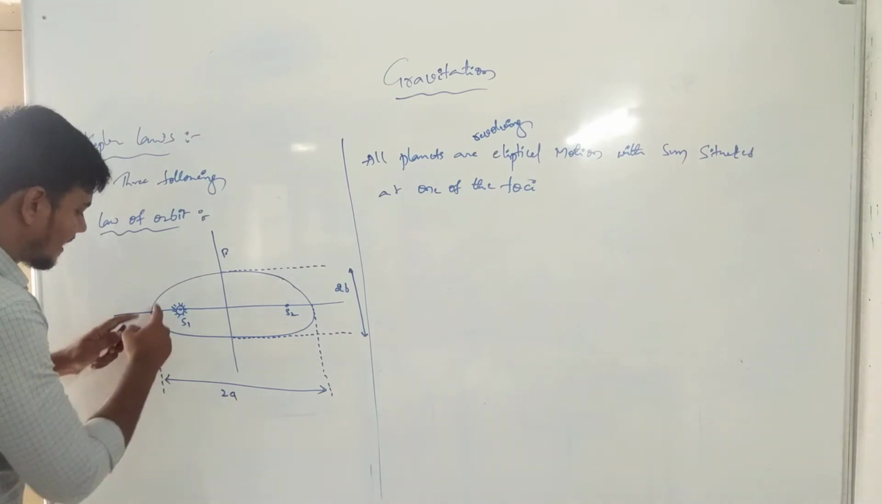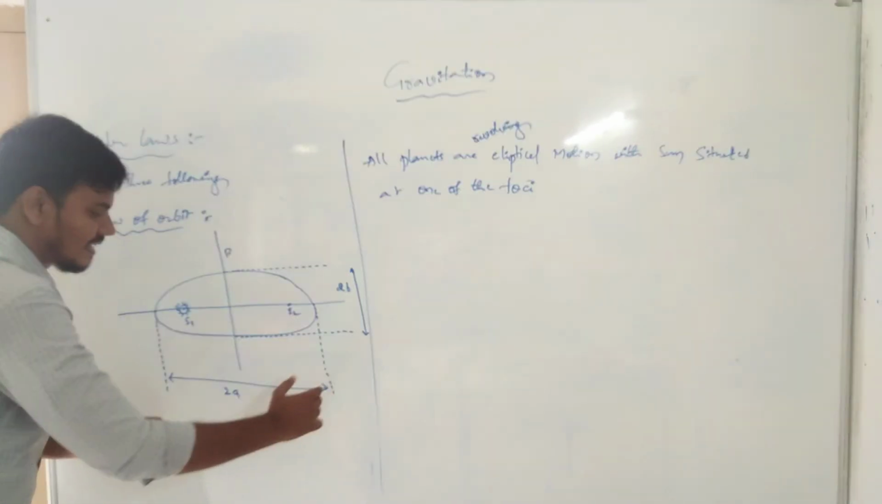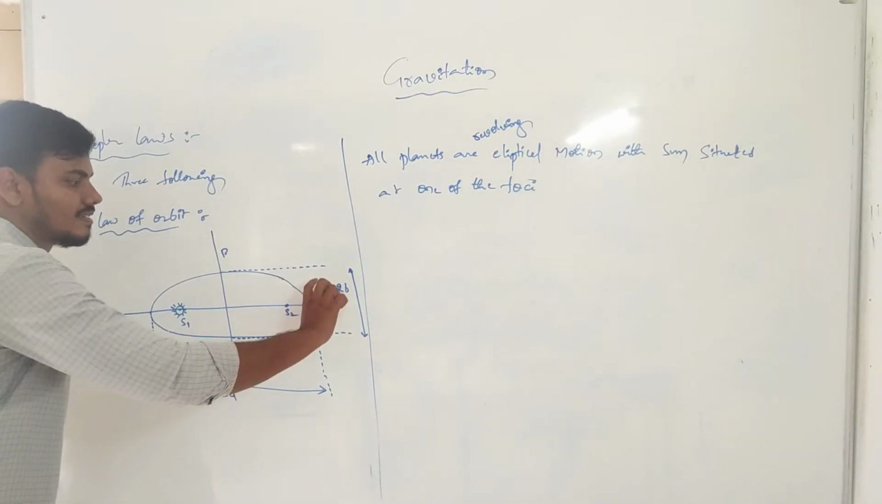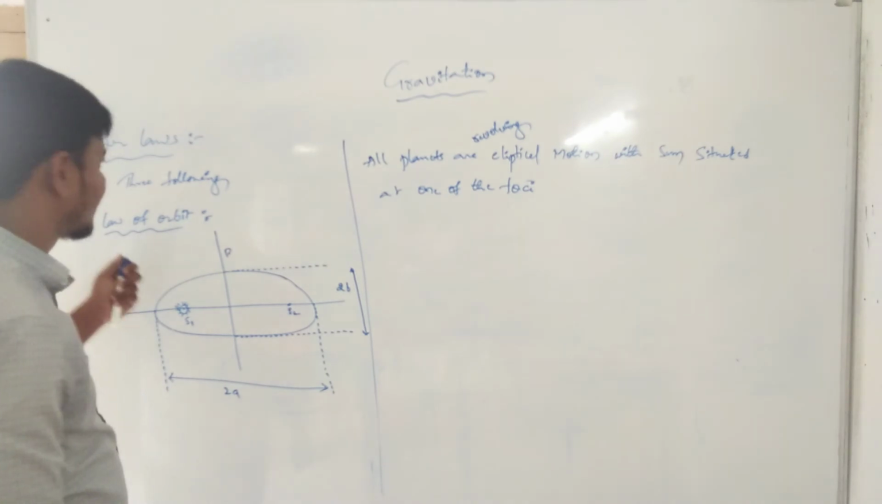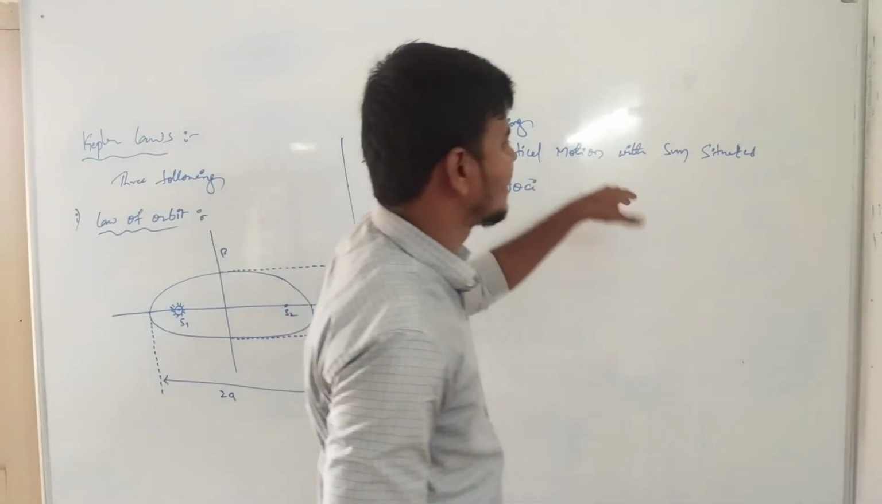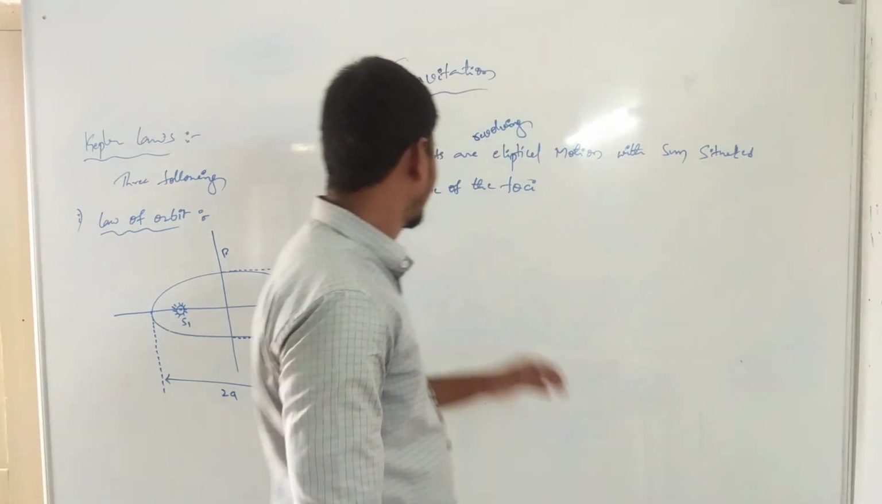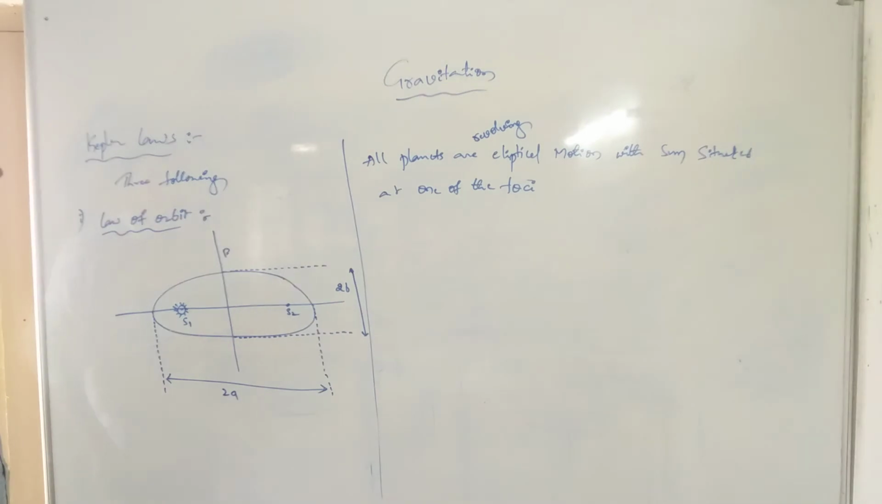The displacement between any two positions, from the first position to any secondary position, this is the half of the position we can take, 2a, and this is the half we can take, 2b. Clearly. Now next one: all planets are revolving in elliptical motion with the sun situated at one of the foci. Now this one is the law of orbit.